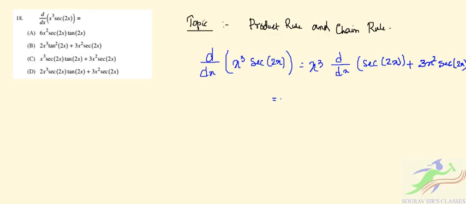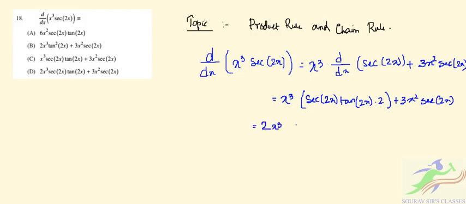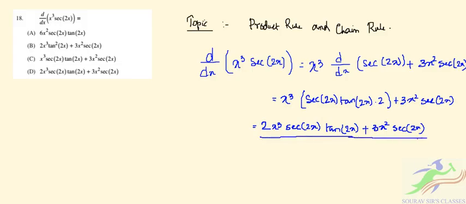Then we can write this again: x cube simply, then sec of 2x multiplied by tan of 2x multiplied by 2 for this 2x, plus 3x square sec of 2x, right? So if we simplify this, it will be 2x cube sec of 2x tan of 2x plus 3x square sec of 2x. So this will be the value of the derivative. If we check with the options, option D is correct for question number 18: 2x cube sec 2x tan 2x plus 3x square sec 2x.